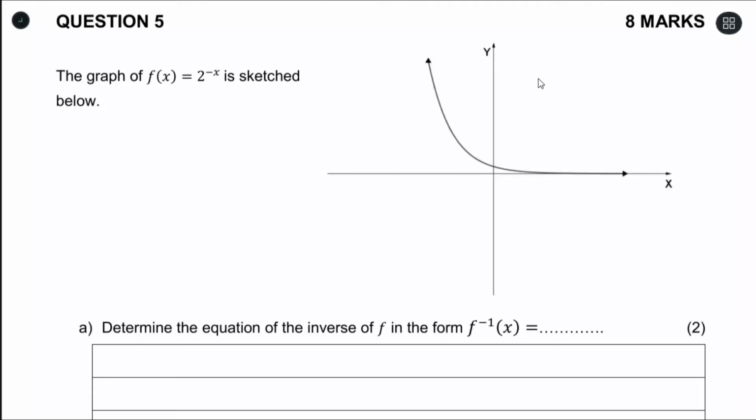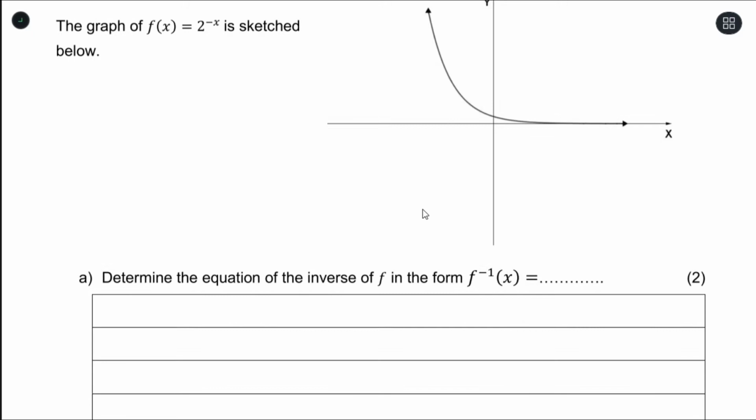The graph of f of x equals 2 to the power of negative x is sketched below. So this is the sketch of 2 to the negative x. The first question asks you to determine the equation of the inverse. Inverse is the transformation of x and y into y and x. So anywhere I see x, I replace it with y, and anywhere I see y, I replace it with x. That's the concept of inverse.